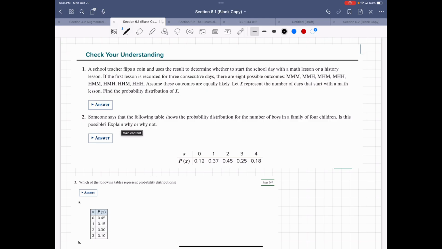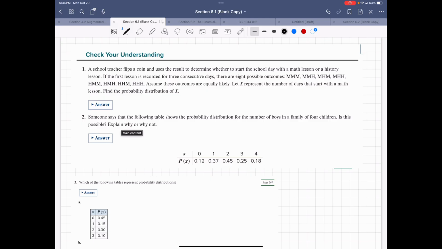Okay? So, on the first day, she could flip and get a math. On the second day, she could flip and get a math. On the third day, she could flip and get a math. That's where that's coming from. Then we could do a math, math, and then that third day, you start with history. Or we could do a math, history, math. Or we could do a history, math, math. Or history, math, history. Y'all see where I'm going with that?